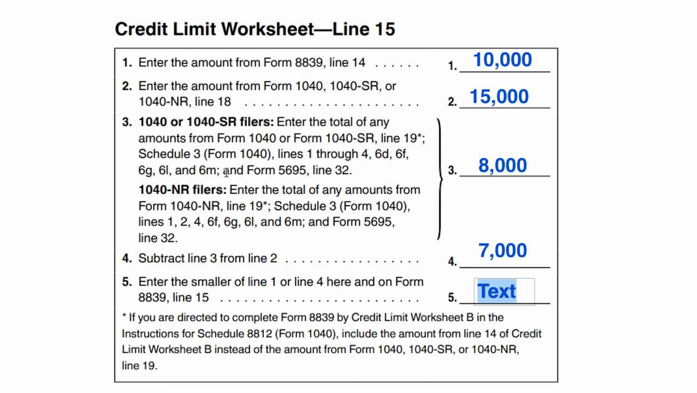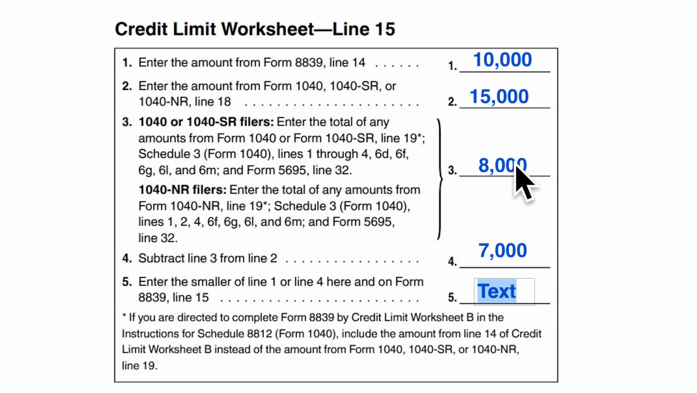Line 6L comes from IRS Form 8978, line 14. That's a partner's additional tax credit, I believe. Line 6M is the tax credit for previously owned clean vehicles from IRS Form 8936 again. And then this last one, the IRS Form 5695, line 32, that's the energy efficient home improvement credit. So all of those kind of push down the priority of the adoption tax credit.